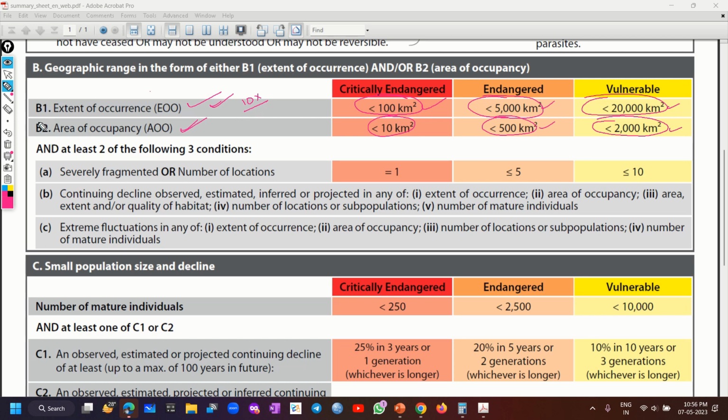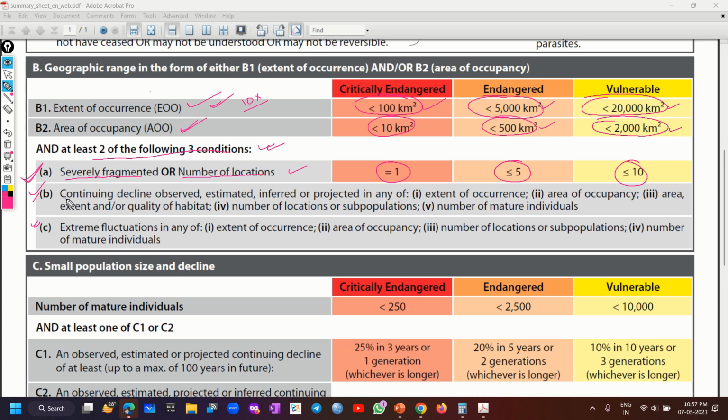So these are the B1 and at least two of the following three conditions. If any two fulfill these categories, then they will be called critically endangered, endangered or vulnerable. Now, what are these? Severely fragmented, or number of locations: if it is only one, then it will come under critically endangered. Five or fewer comes under endangered, and 10 or fewer comes under the vulnerable condition.